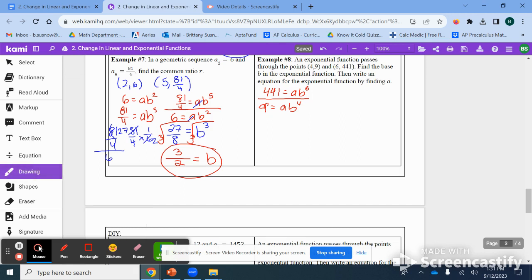Your a's can cancel out. What is 441 divided by 9? 49. Equals b squared, because 6 minus 4 is 2. So square root it. What's our b? 7. Cool.